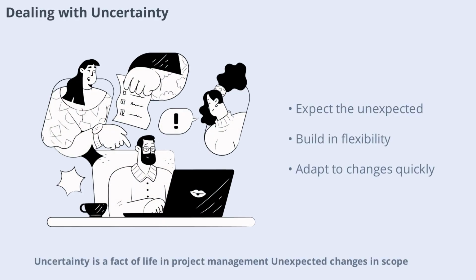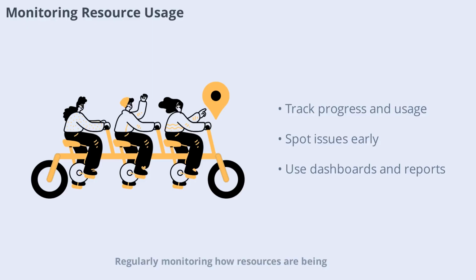Uncertainty is a fact of life in project management. Unexpected changes in scope, resource availability, or external factors can disrupt your plans. Building flexibility into your resource allocation strategy helps you adapt quickly and keep the project moving forward, even when surprises arise.